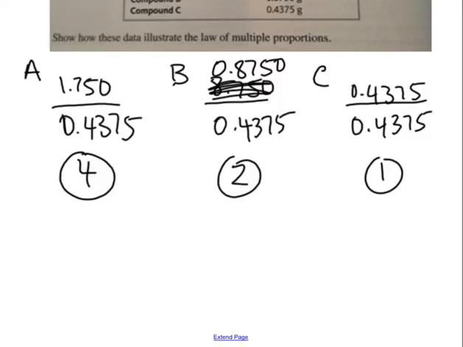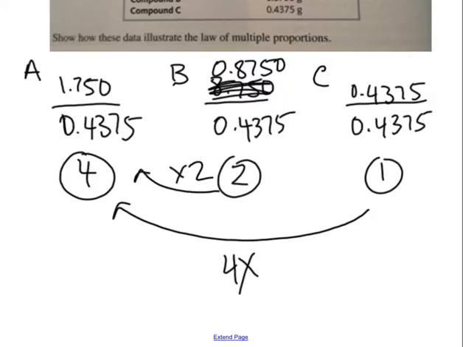What that is telling us is that A has 4 times as many nitrogen atoms as C does, or 4 times the amount of nitrogen mass as C does. This says that A has 2 times the amount of nitrogen as B does. The fact that these are whole numbers is supporting the law of multiple proportions.